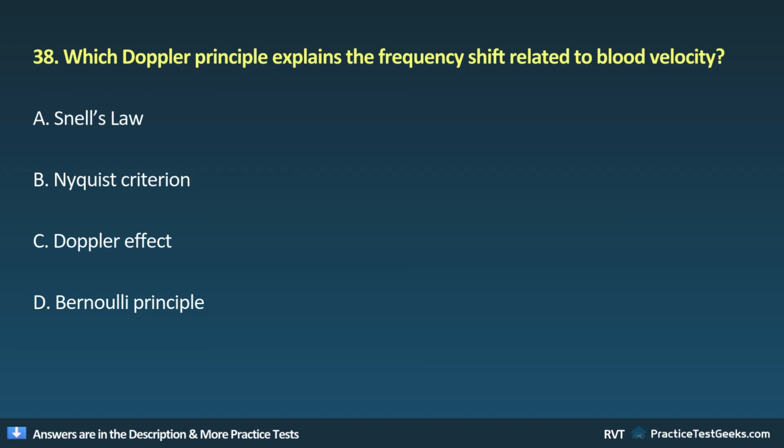38. Which Doppler principle explains the frequency shift related to blood velocity? A. Snell's law. B. Nyquist criterion. C. Doppler effect. D. Bernoulli principle.